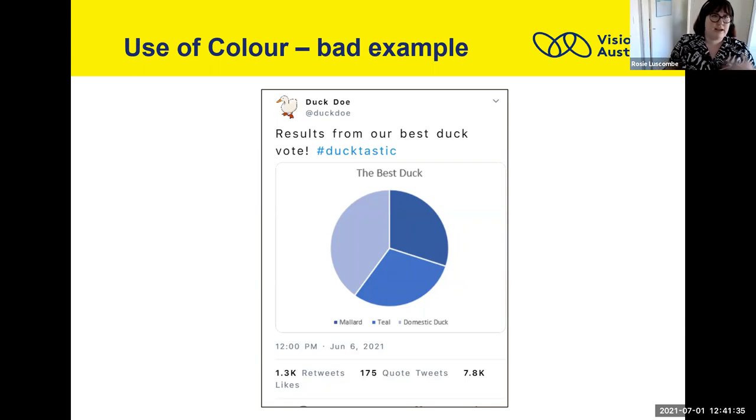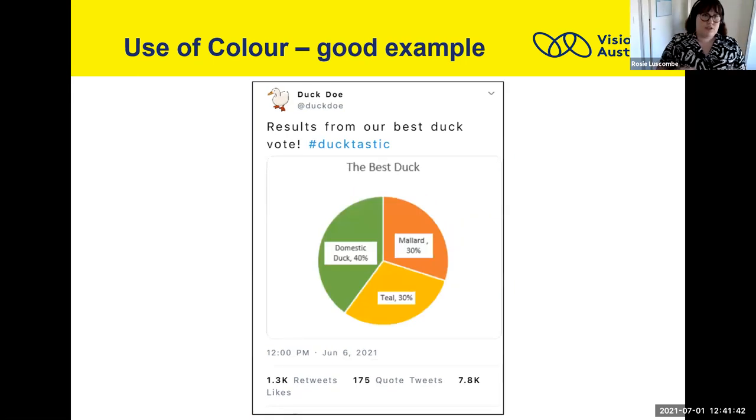So how can we fix this? How can we make this better and easier to understand for a lot of different audience groups? So here's an example of a good use of color.